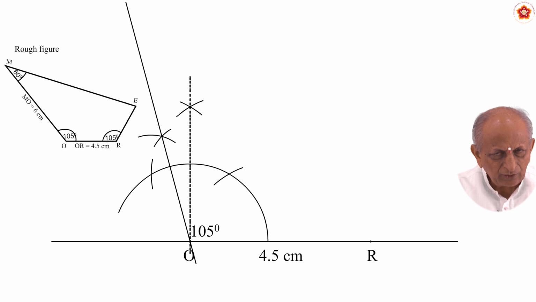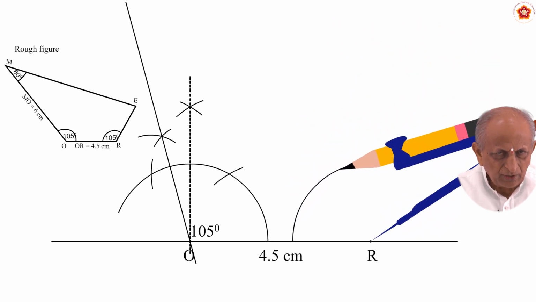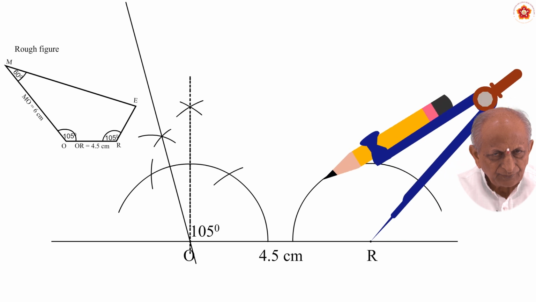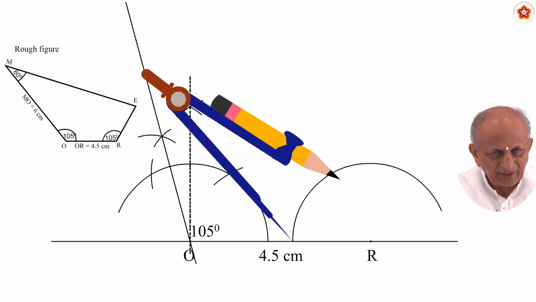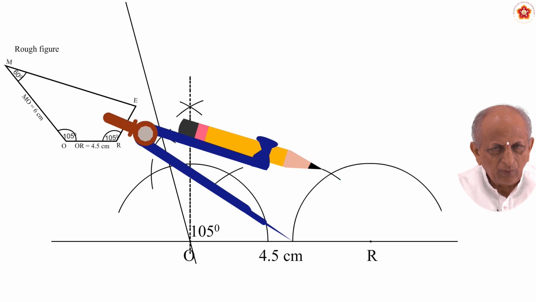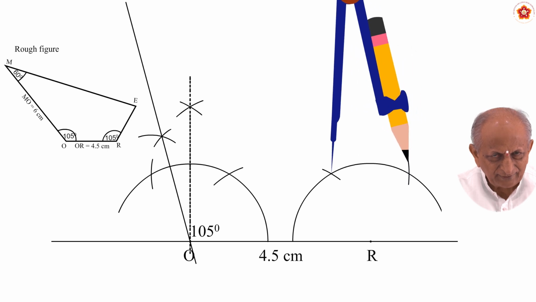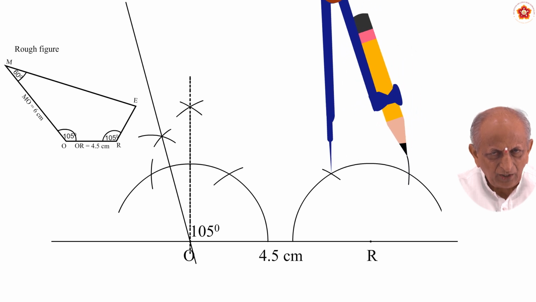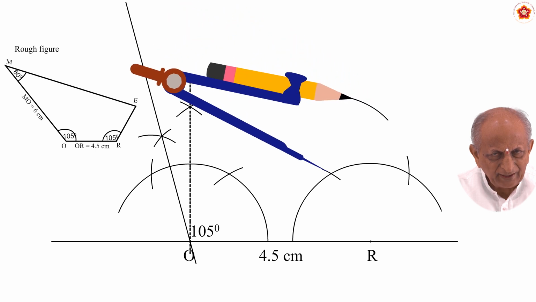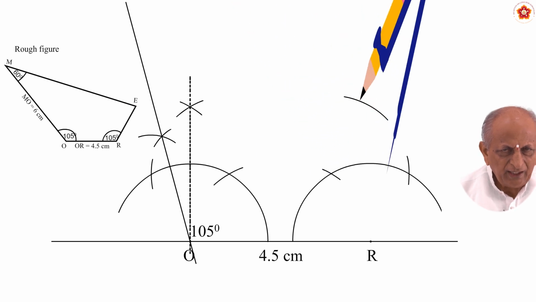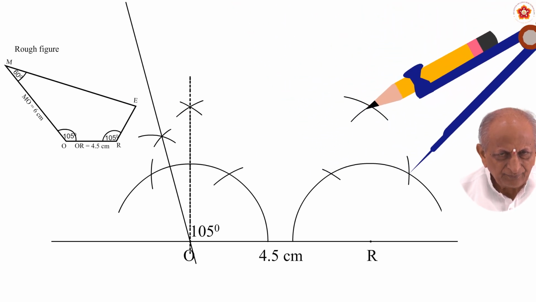Similarly, at R, do the same procedure. Draw a convenient arc and with the same radius draw one more arc. You already studied this in your previous class, correct? So draw one more arc. So by doing so, you are getting an angle of 90 degrees, or it's also called perpendicular line. Here you are using only scale and compass.